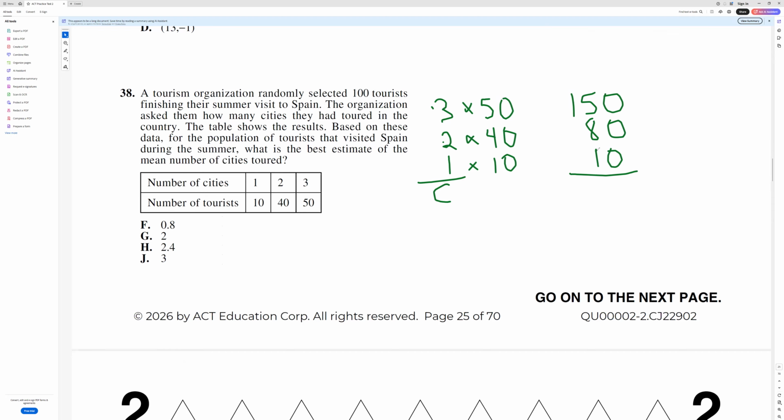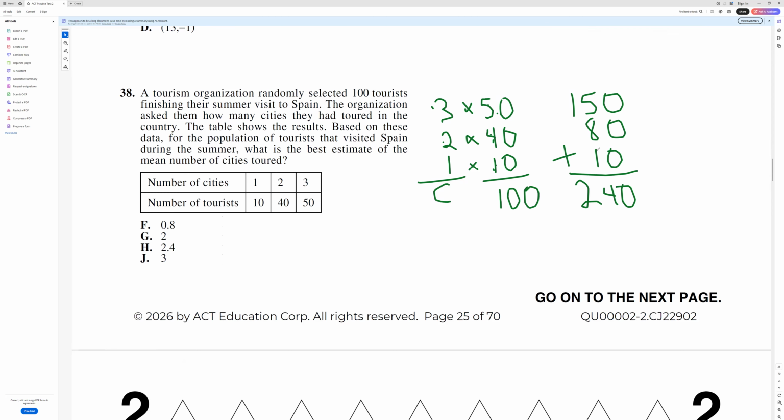And what is the weight of the cities? The weight of the cities is 50 plus 40 plus 10. That's going to be the mean number of cities toured. So yeah, it's 50 because this gives me 150. So 50, 40, and 10 is 100. Right? So the weight of people were 100, giving an approximate number of cities at 240.